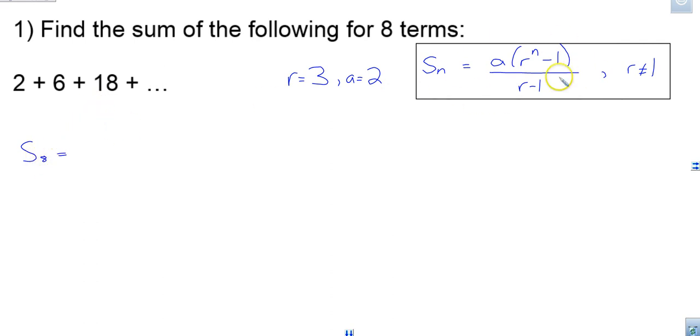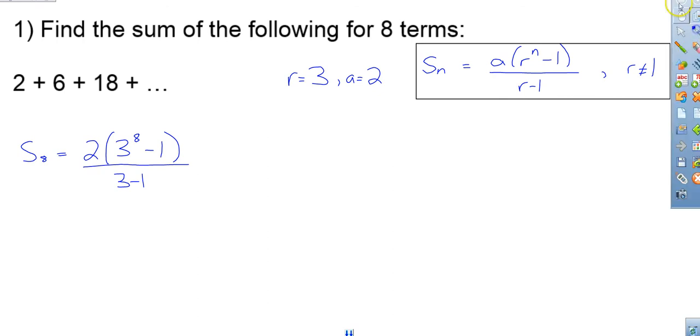So just following along with the formula here, we have 2 times, then we have 3 to the power of 8, and then subtract 1. It's very important to note, and this is a common mistake, that people will subtract 1 from the exponent, but it's actually 3 to the power of 8, and then subtract 1. So be careful with that. And then we have r minus 1 in the denominator, so 3 minus 1. I don't mind if you would just put 2 in that case.